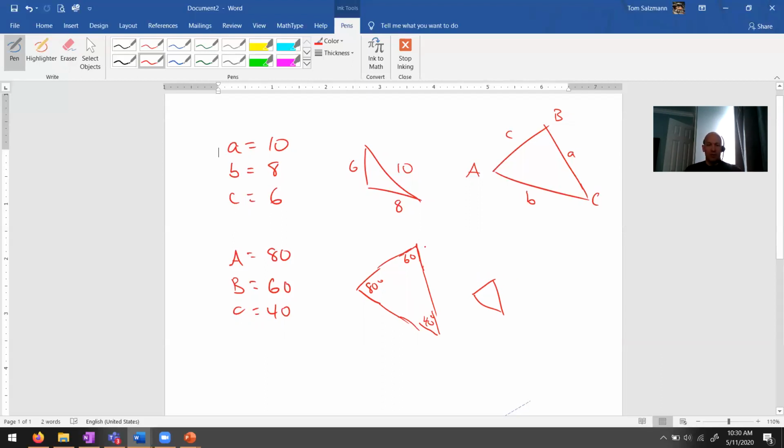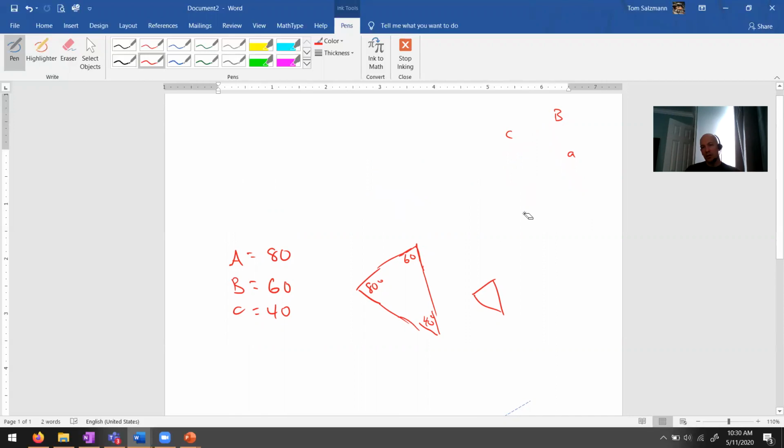Okay, what if I went with something here, and maybe I'll just erase all this business, and what if I went with something that I gave you, I don't know, a combination of a couple sides and angles. So maybe I told you angle A and angle B, and I gave you side c. So this is a little c. Let me draw it really little so it looks very little.